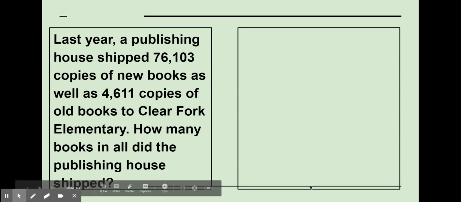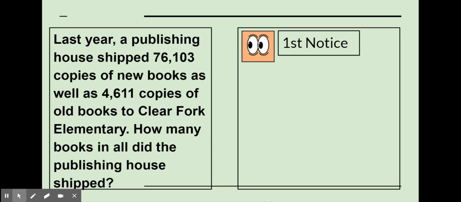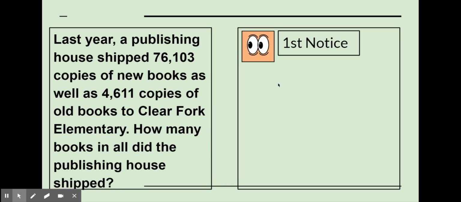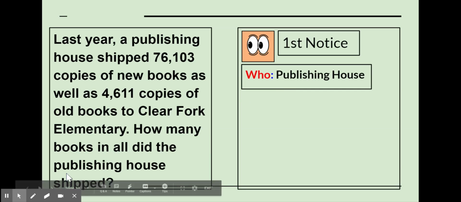Now let's practice using our 4 look strategy to solve this word problem. So let's give it a first look or first read through. Last year, a publishing house shipped 76,103 copies of new books, as well as 4,611 copies of old books to Clear Fork Elementary. How many books in all did the publishing house ship? So in our first look, what we should notice first is who or what our story is talking about. And our story is talking about the publishing house.